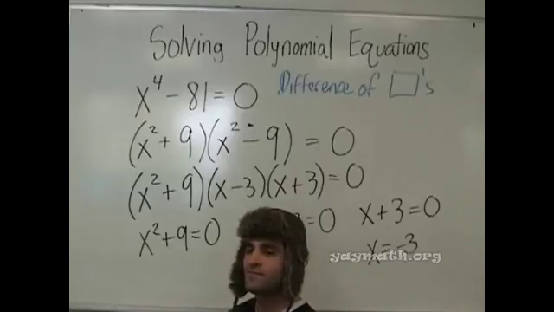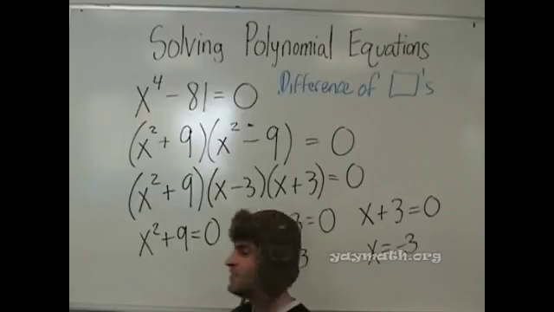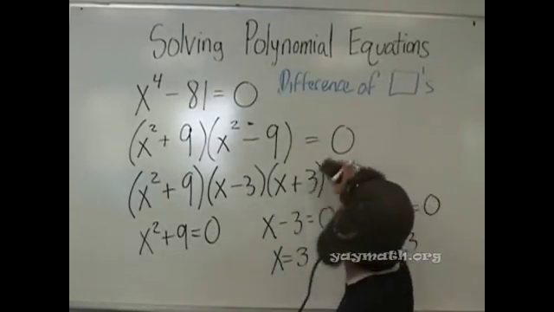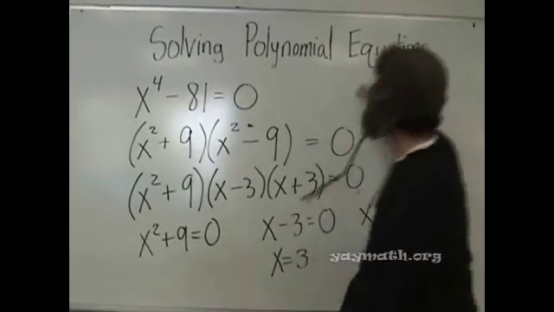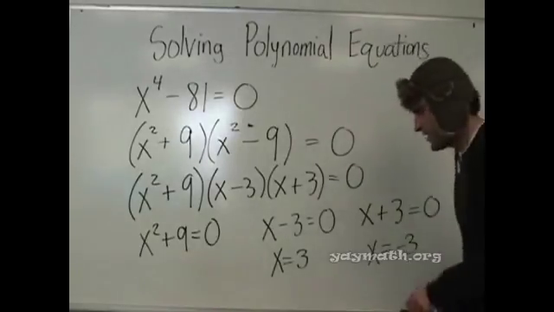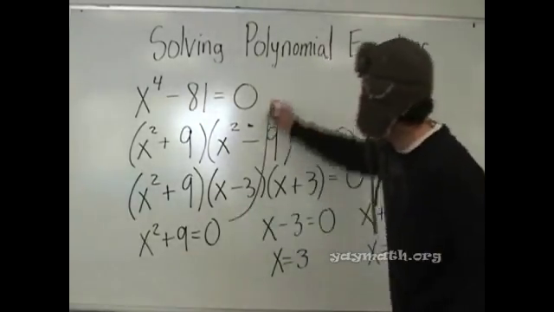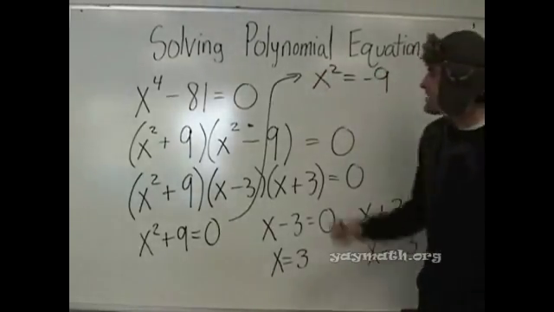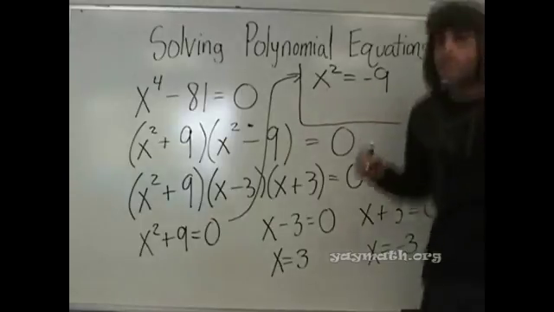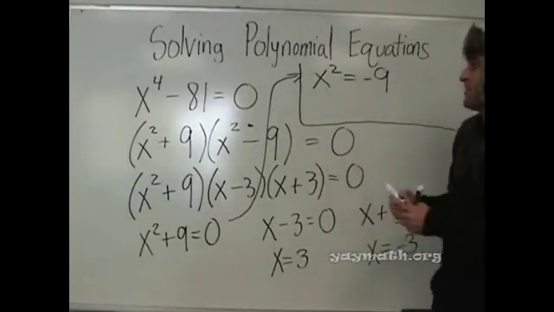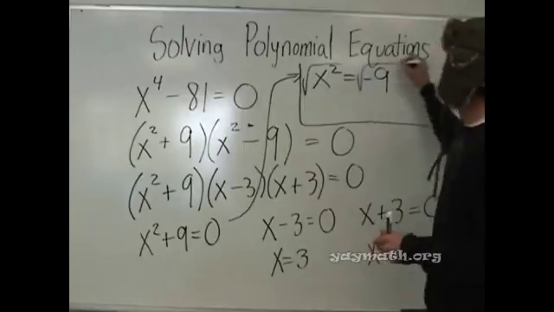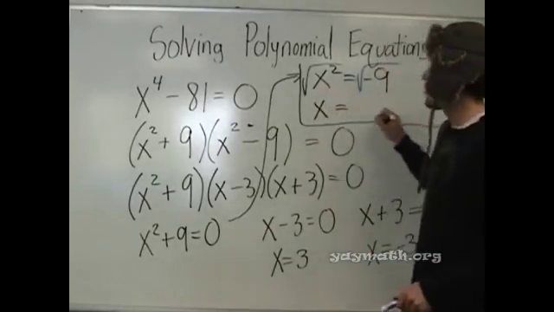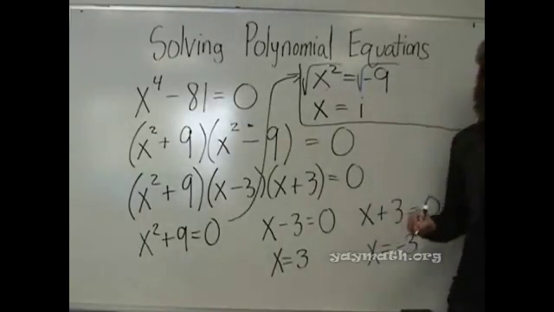Okay, so wouldn't you subtract 9? Let's subtract 9. That's a good idea. Okay, x squared equals negative 9. Then take the square root of both sides. So x equals the square root of negative 9, but you can't have a negative, so you take out i. So it's i times the square root of 9. So what's the square root of 9?